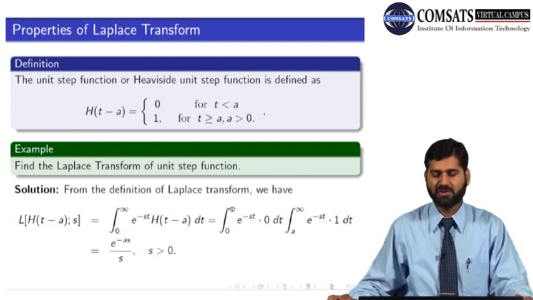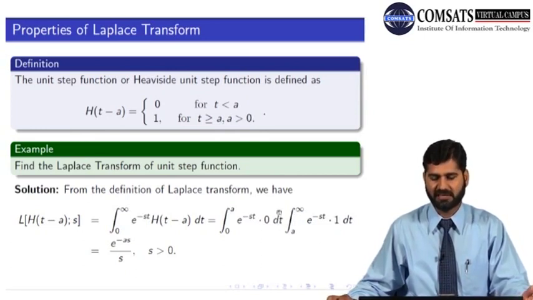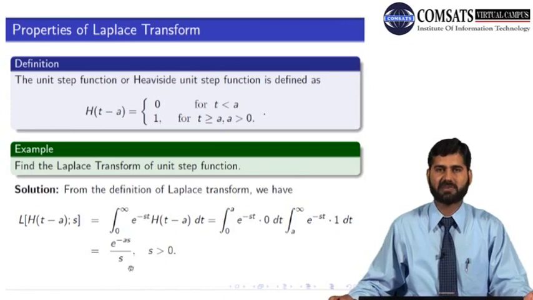So from 0 to a, your Heaviside function is 0, and from a to infinity, it is 1. So basically, you need to integrate from a to infinity only, and this is plus inside. Of course, it's plus, not just dt. e to the minus st divided by s. And now you can integrate from 0 to infinity, you will get e to the minus as by s.